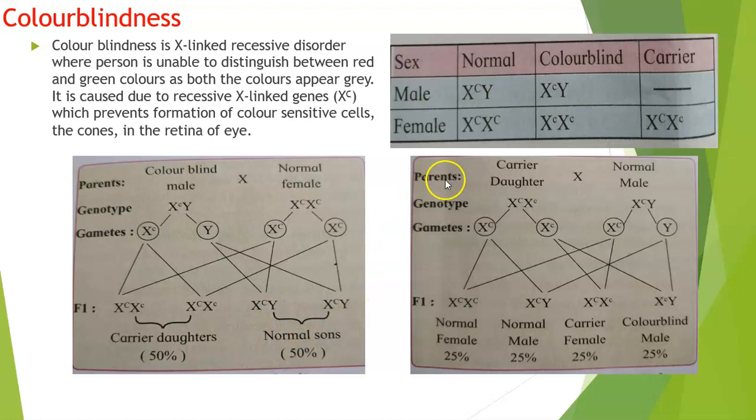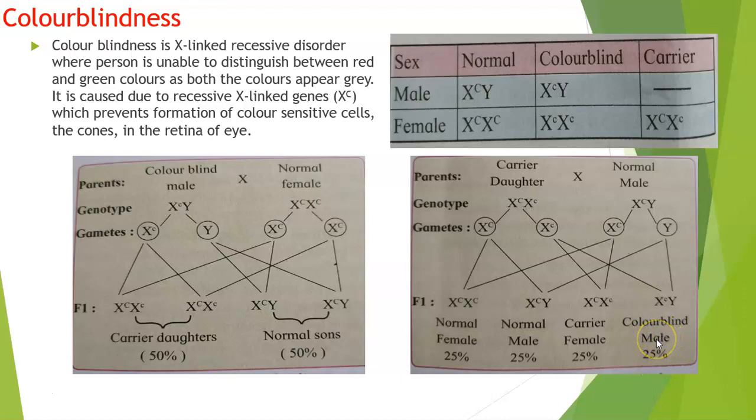The second case is a marriage between one of the carrier daughters and a normal vision male. You have the genotypes here, you have the gamete formations, they separate and then there is equal chance of these gametes to come together, and then finally in the F1 generation we can see we have 25% normal female, 25% normal male, 25% carrier females and 25% colorblind male.